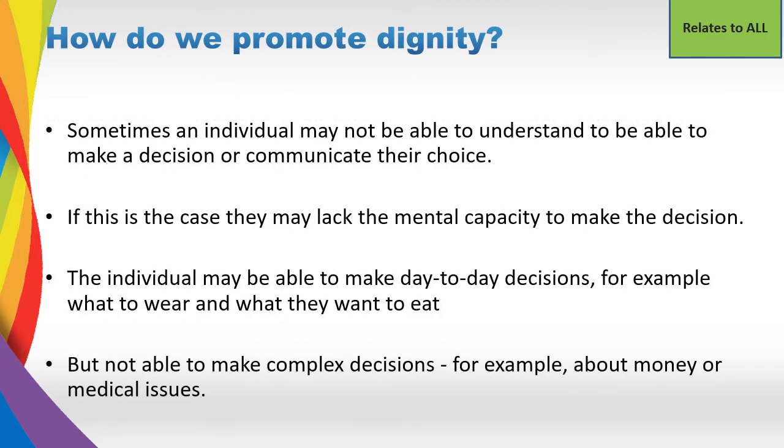However, sometimes an individual may not be able to understand, to make a decision or communicate their choice. If this is the case, they may lack the mental capacity to make the decision. The individual may be able to make day-to-day decisions, for example, what to wear and what they want to eat, but not be able to make complex decisions, for example, about money or medical issues.